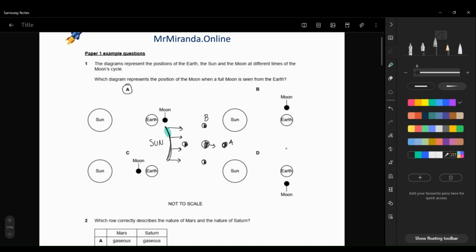Position B, people looking up would see only half of the moon being lit. Position C, people on Earth looking up, they wouldn't be able to see the moon at all. Facing the Earth, it would be the dark side of the moon. Position D, people looking up would see again only half of the moon being lit. So, full moon, position A.